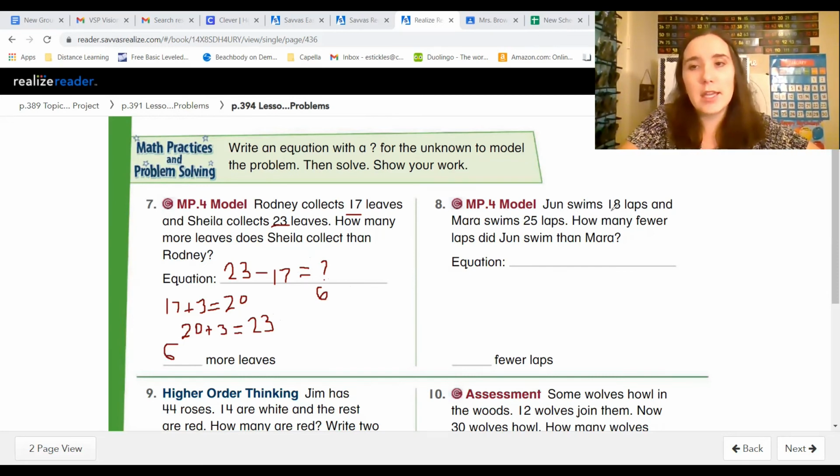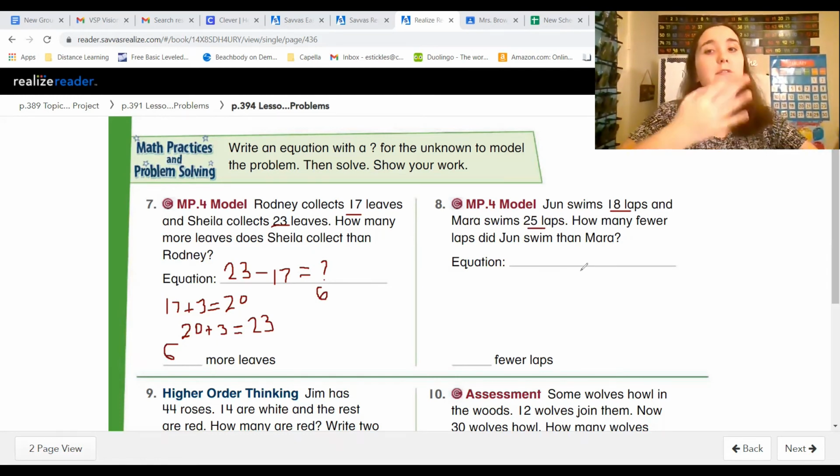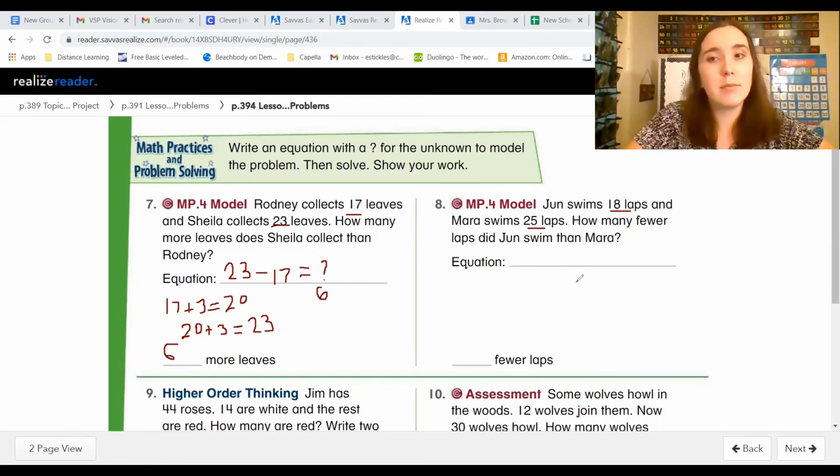Jun swims 18 laps and Mara swims 25 laps. How many fewer laps did Jun swim than Mara? So same kind of problem, friends. Take your time, write out your equation, solve it, find your answer, and then come back to me when you think you've got it.